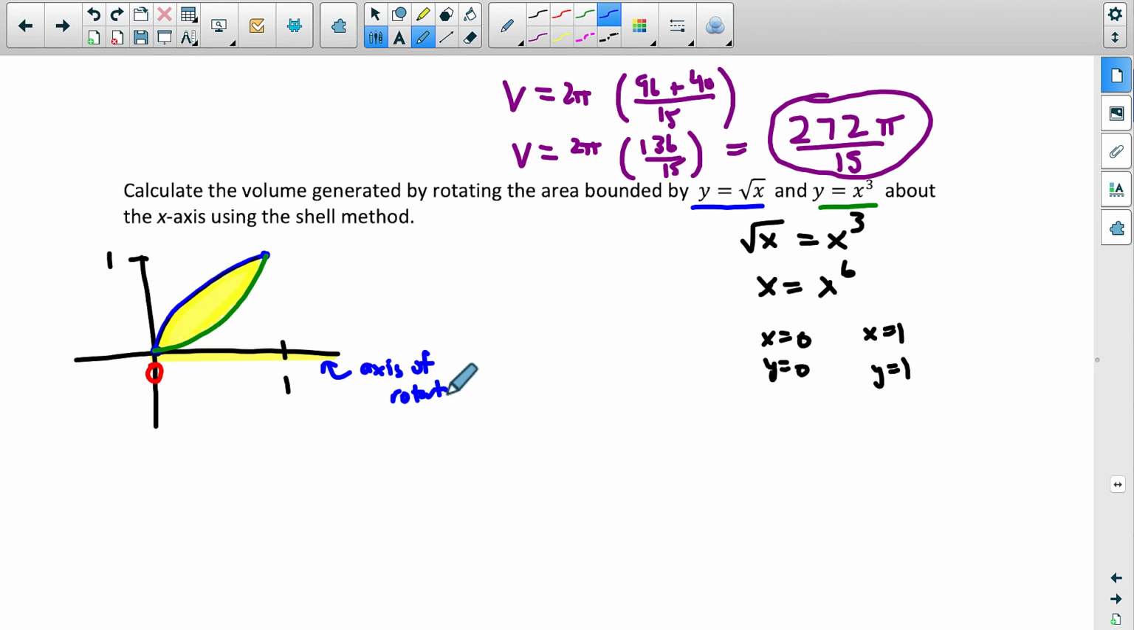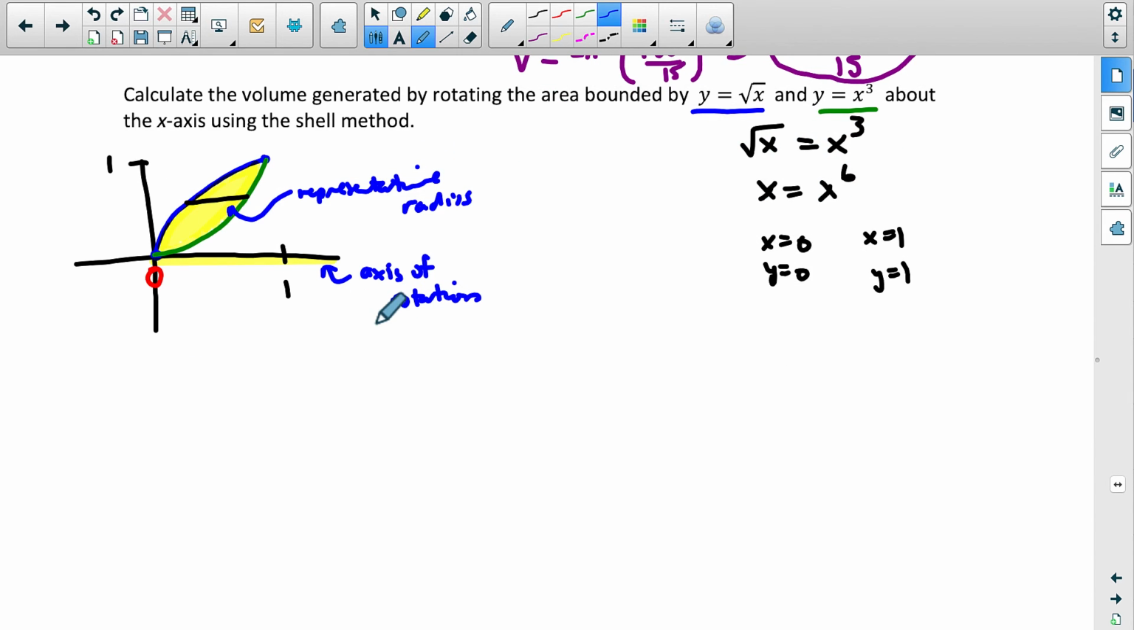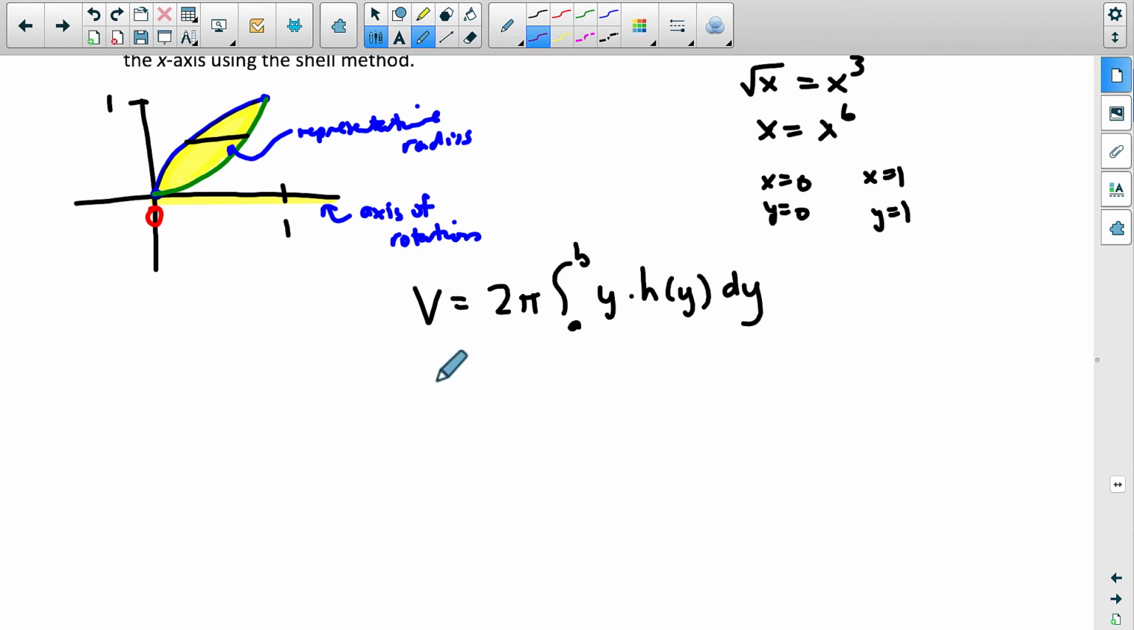And then the last thing we want to draw is our representative radii. And remember, that's going to be parallel to the axis of rotation. You can draw it where you want. I'm going to draw it, I don't know, right here. As long as you draw a parallel line somewhere in here, you're good. Okay, we're ready to write down our formula. Okay, v equals 2 pi.